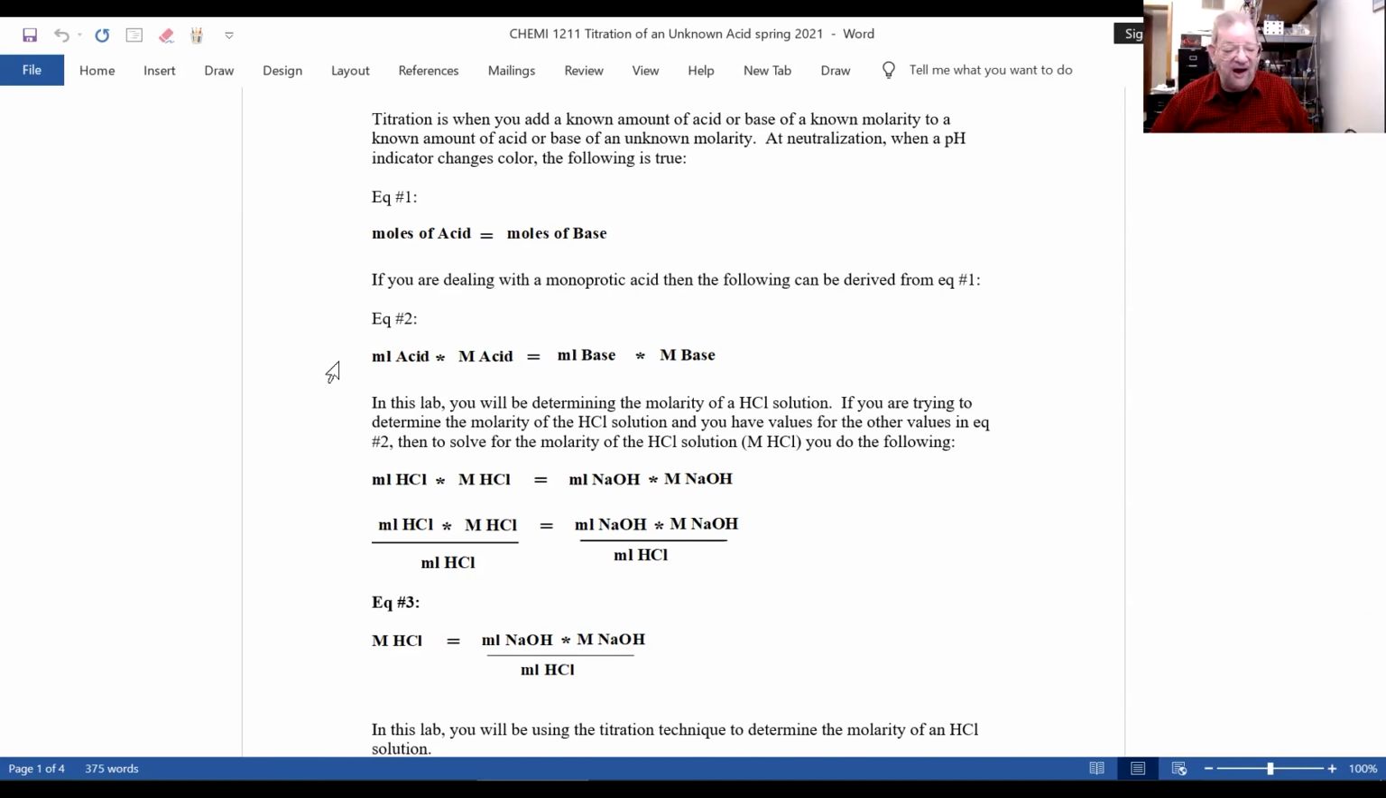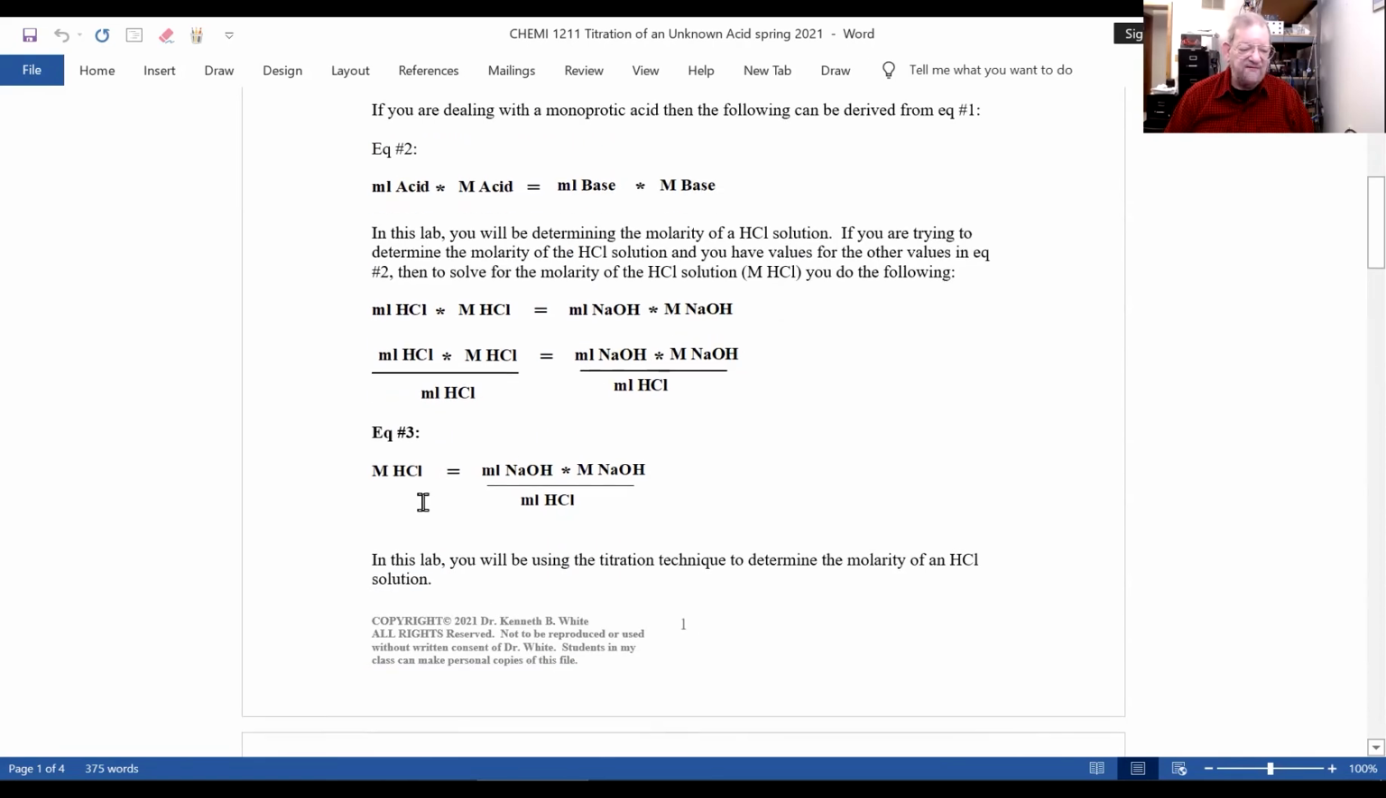Now, just to show you how to get to that molarity: milliliters of acid times molarity of acid equals milliliters of base NaOH times molarity of base NaOH. How do you solve for molarity of HCl? You divide both sides by the milliliters of the acid, and therefore you come to equation 3.